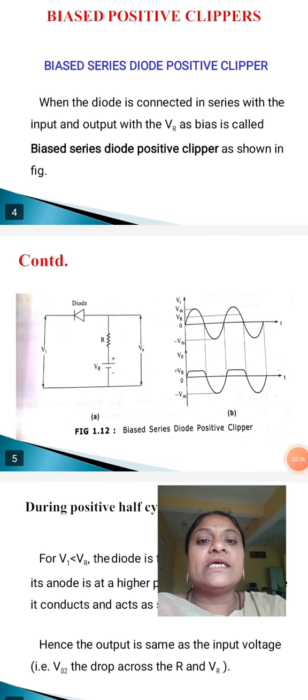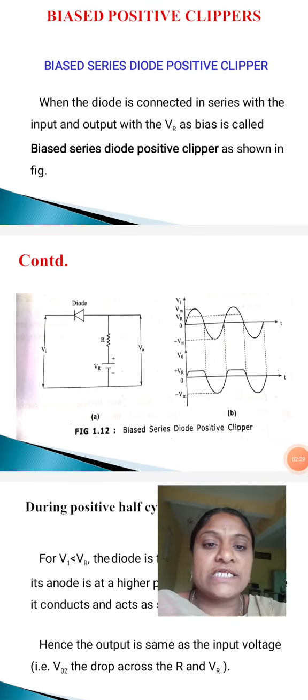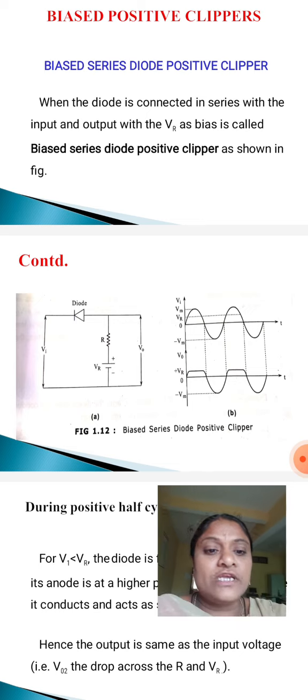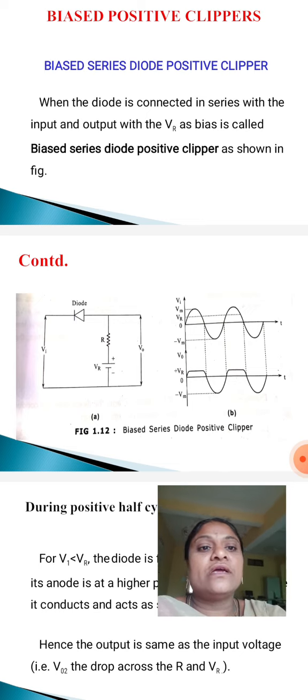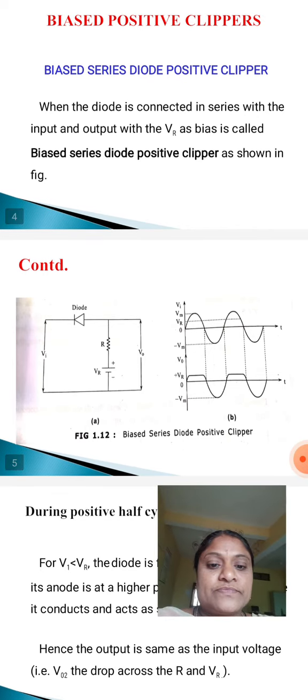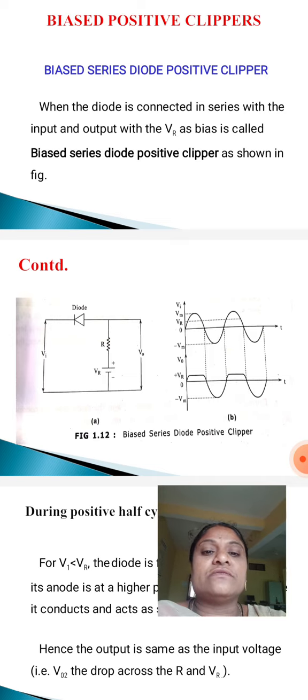Observe this. This is the figure of the biased series diode circuit diagram and input and output waveforms. Observe these waveforms. In the input waveform, the x-axis is time in milliseconds and the y-axis is voltage. Here the input voltage is Vi and the output voltage is V0. VR is the bias voltage. Okay. Next.